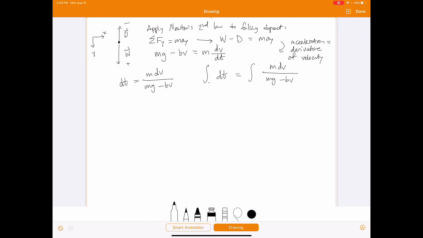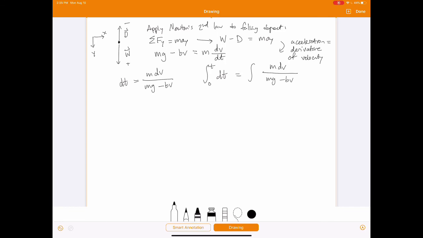So for time on the left side, we're going to put the lower limit to be 0. So that means we start the motion at t equals 0. For our top limit, we're just going to call it t. We're not going to put in a specific number. We'll just have that be a variable.